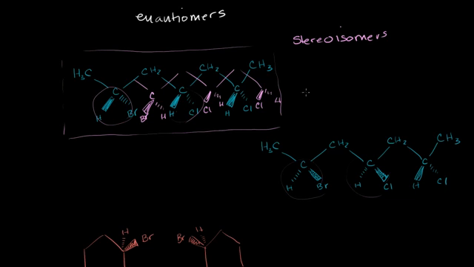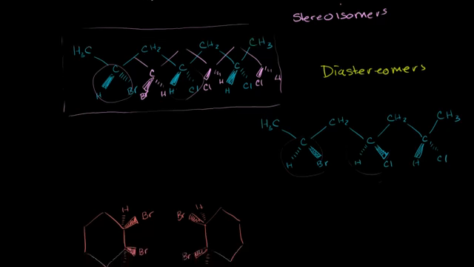Let me write it. These are diastereomers, which is essentially saying it's a stereoisomer that is not an enantiomer. That's all it means. Stereoisomer, not an enantiomer. A stereoisomer is either going to be an enantiomer or a diastereomer. Now let's do this last one.